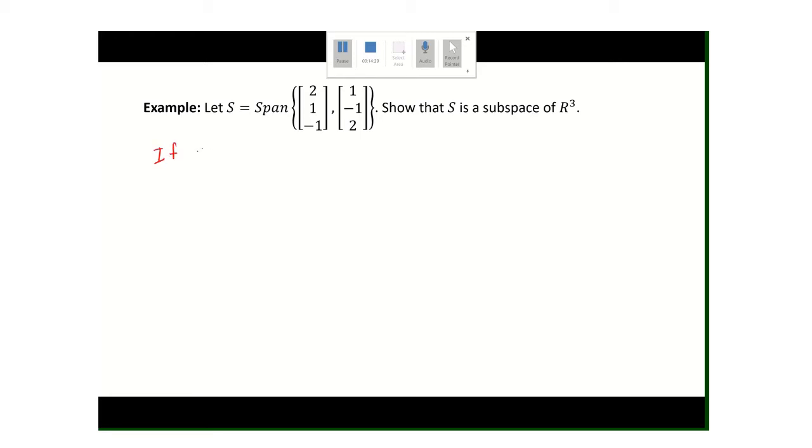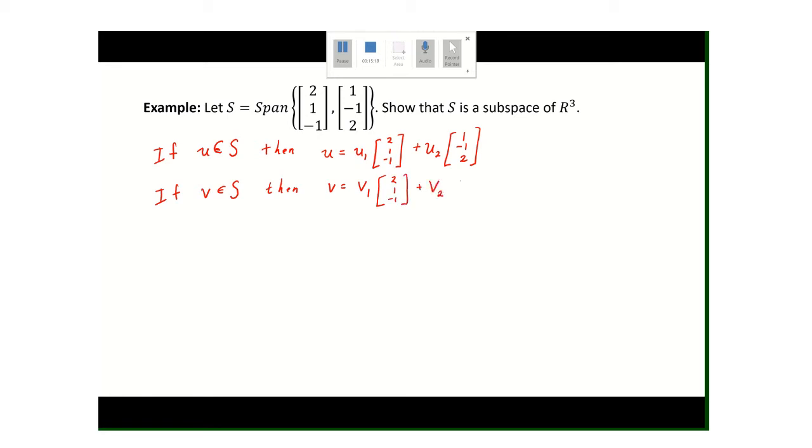So if u is some vector in my set, then what does u look like? Everything in my set is a linear combination of those two vectors. So u is equal to some number times (2, 1, -1) plus a second number times (1, -1, 2). That's what u looks like. By definition, anything in S is in the span, so it has to look like this. Now let's take a second vector v in S. Then v is also equal to some number times (2, 1, -1) plus some second number times (1, -1, 2). So my two vectors have to look like this. That's where I'm starting from.